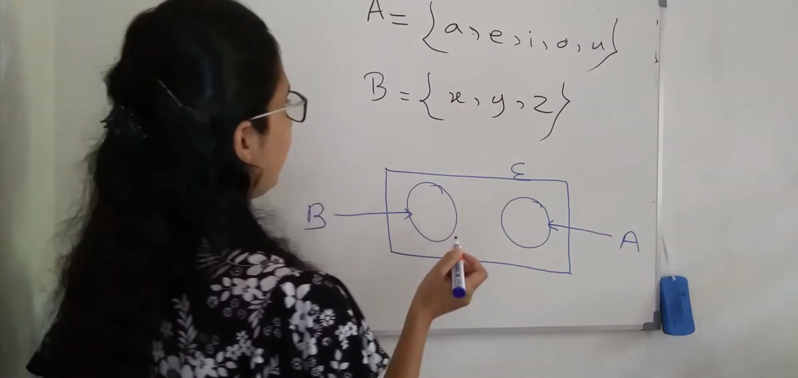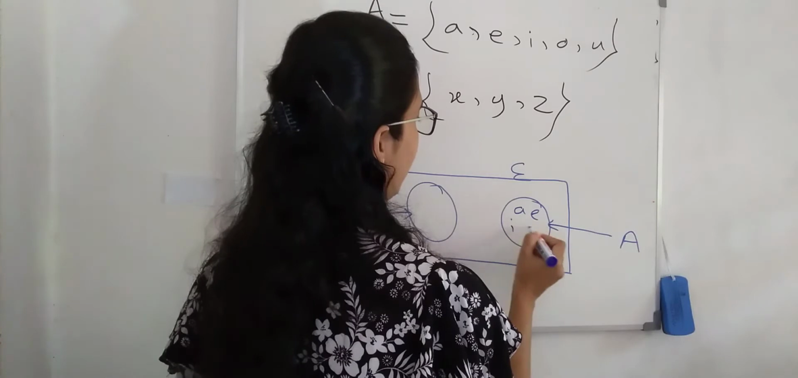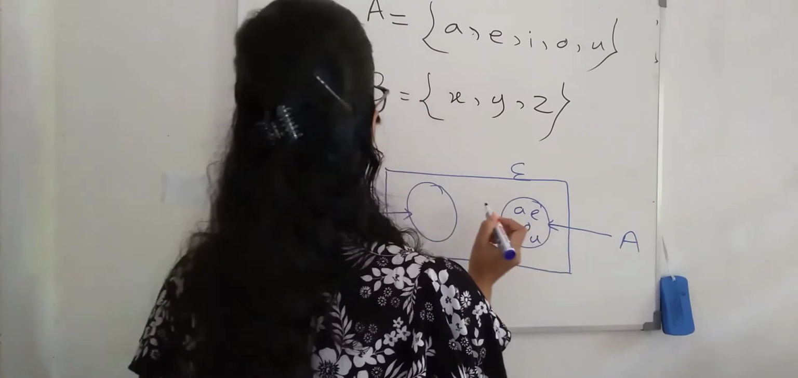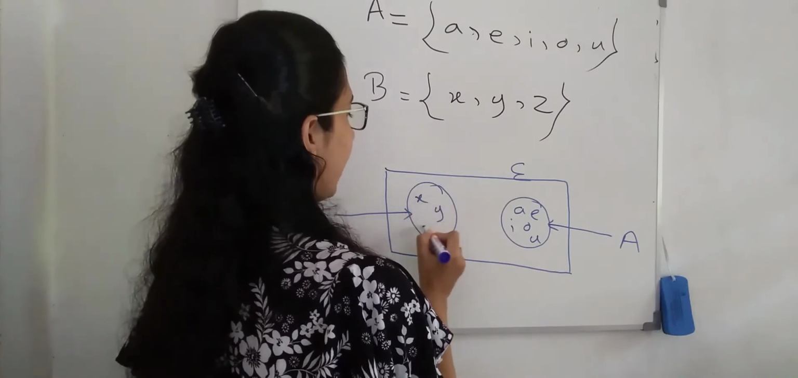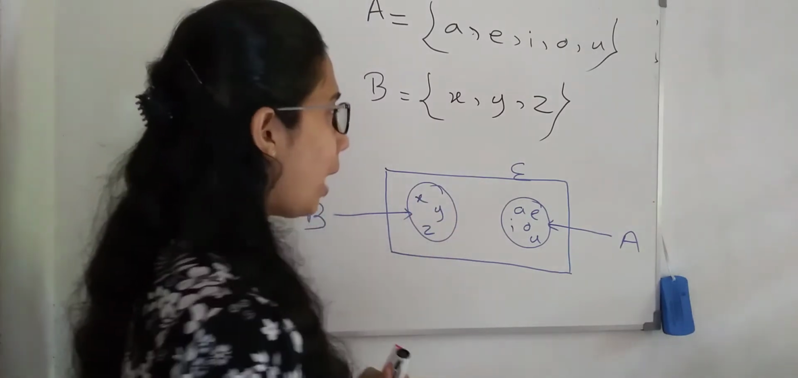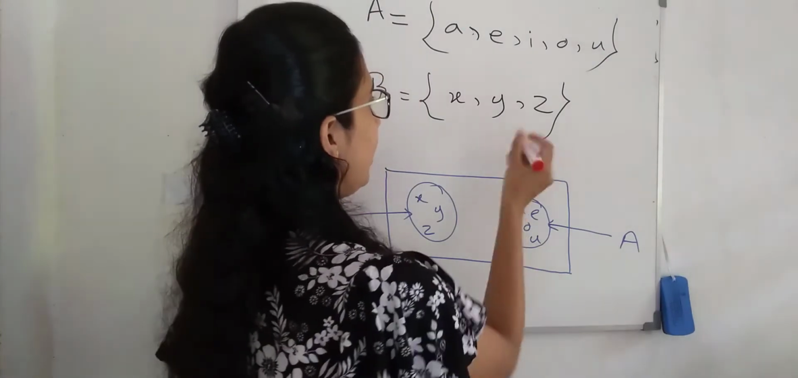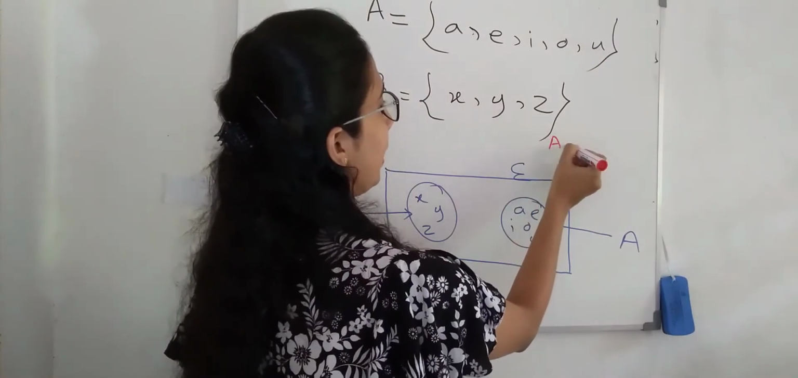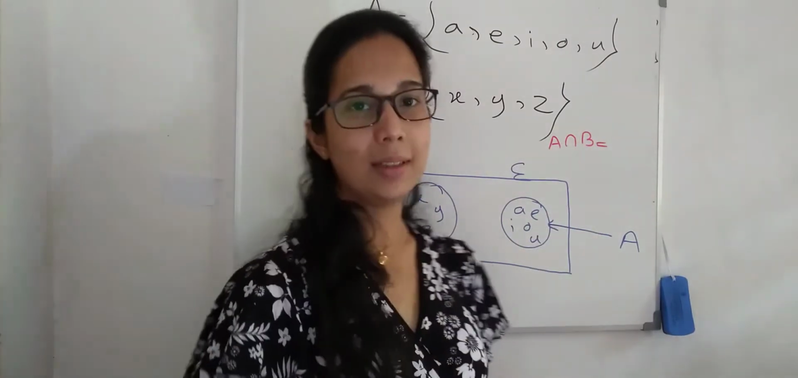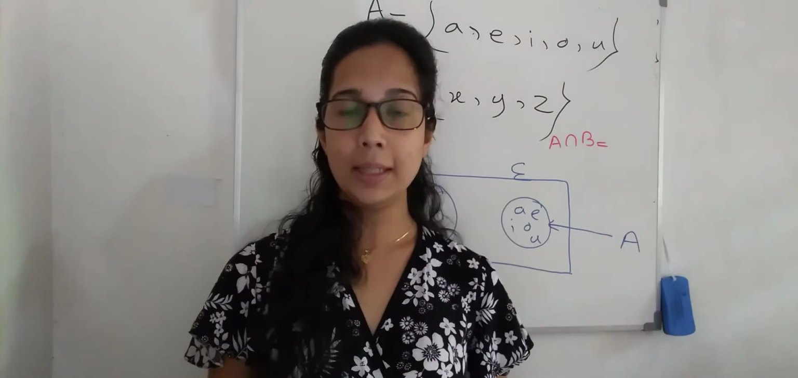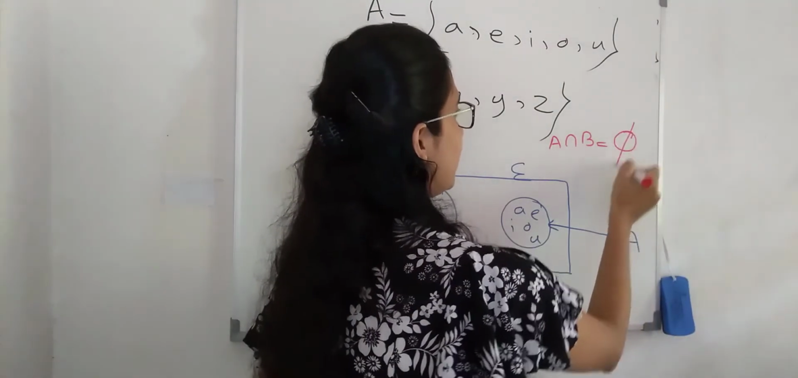Now we can put relevant elements into the relevant sets, right? What are the elements in the set A? A, E, I, O, and U. What are the elements in the set B? X, Y, and Z. Now you are asked to find what? A intersection B. Are there any common elements? There are no elements in common. Because of that, the answer is this.